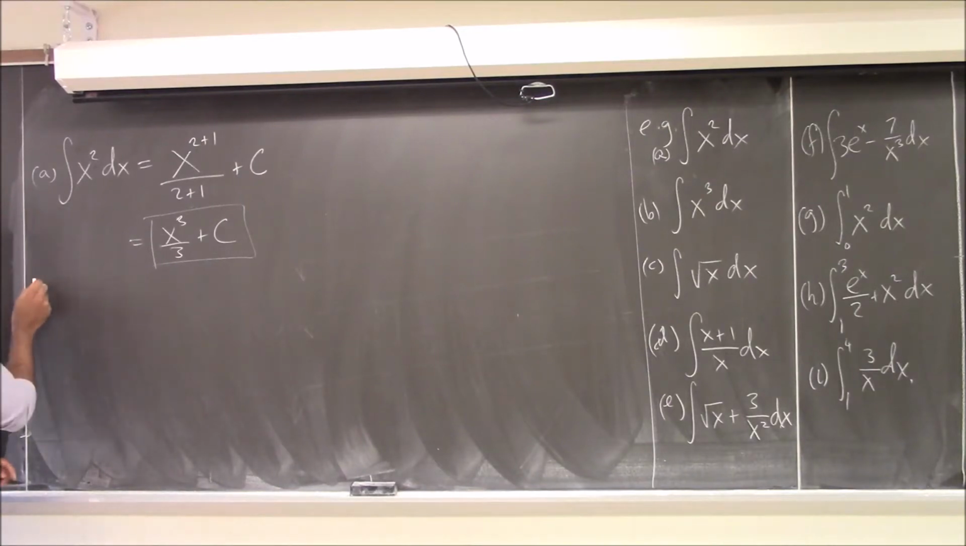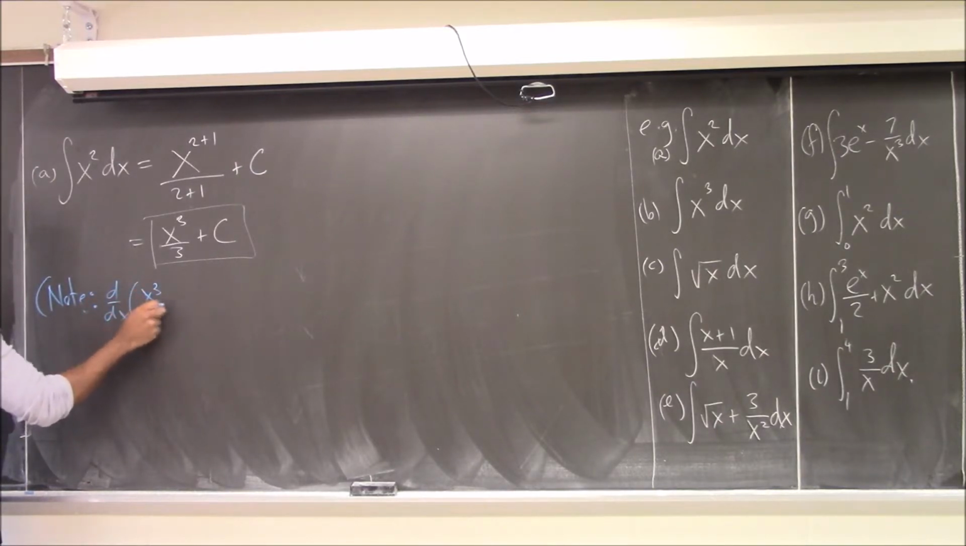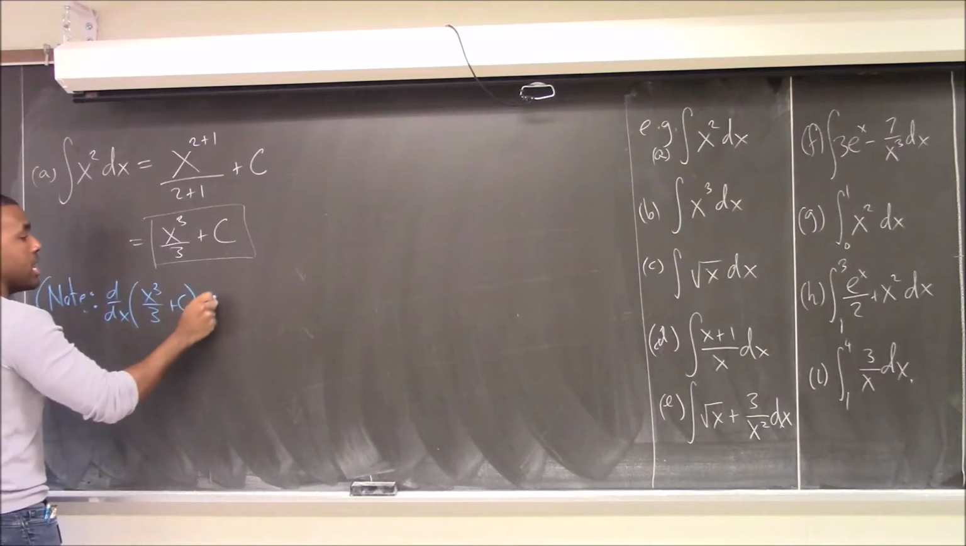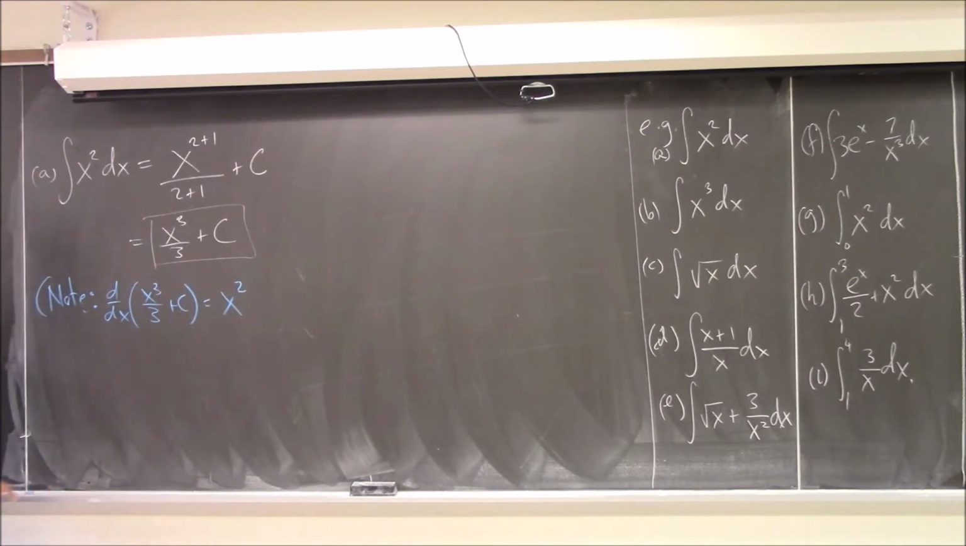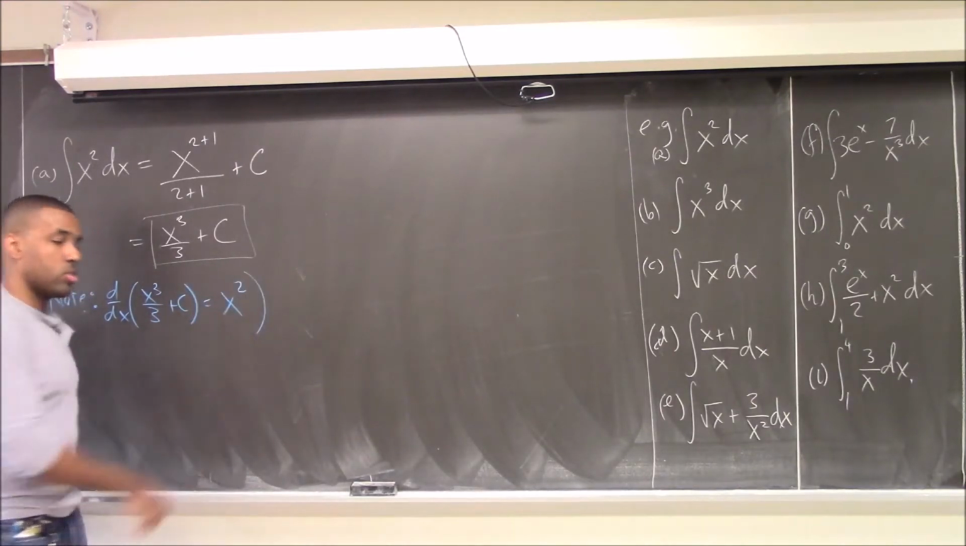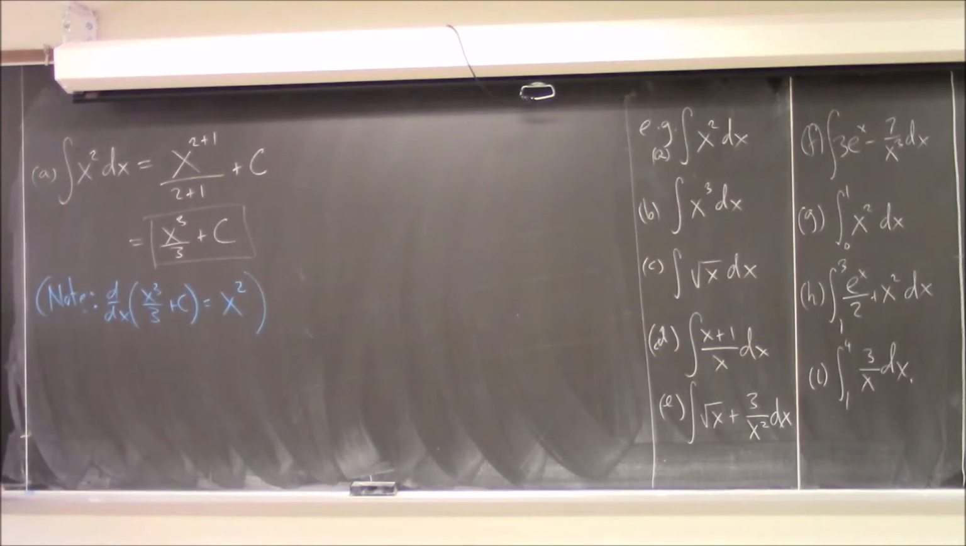By the way, you can note if you differentiated x cubed over 3 plus c, the answer would be x squared. Okay, so you can always check your answer. It's one of those things where you can always check your answer. If you did an integral and you want to know, is that the right answer? You can always just differentiate your answer. You should get the thing back that you started with.